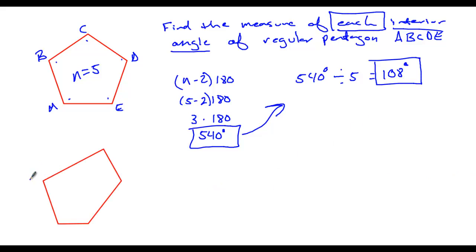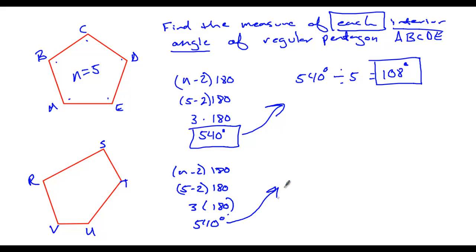So now I'm going to have polygon R, S, T, U, V. And I'm going to do the same exact problem. I'm going to find the measure of each interior angle. So I count the sides 1, 2, 3, 4, 5. And I do n minus 2 times 180. So 5 minus 2 times 180, 3 times 180, 540 degrees. And I go up here. I do 540 degrees divided by 5.